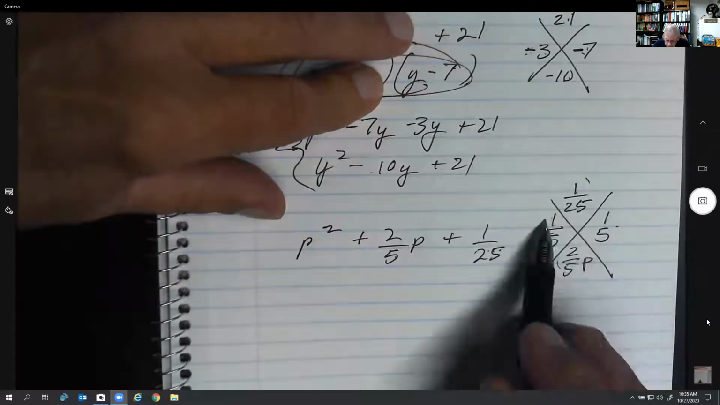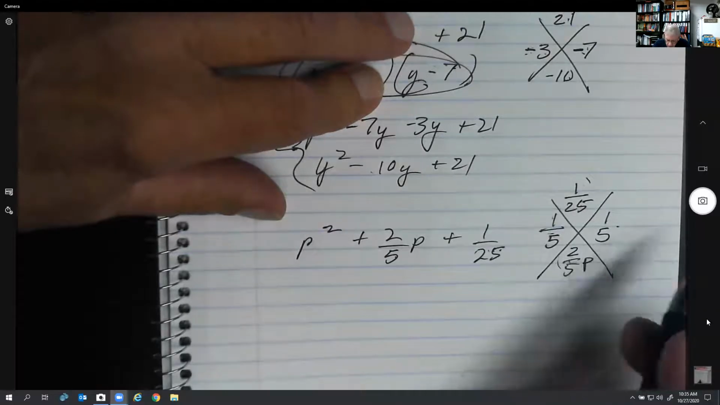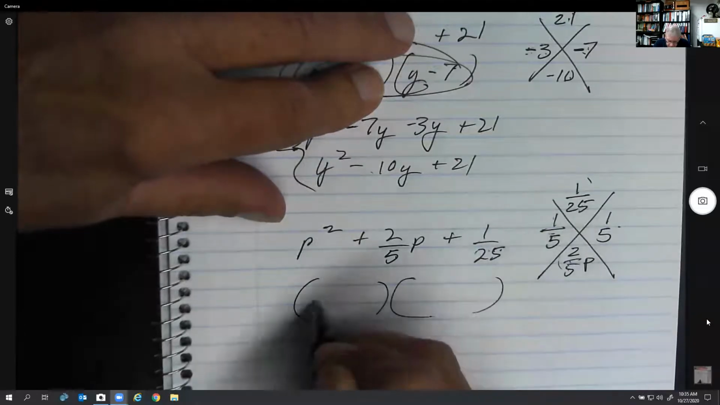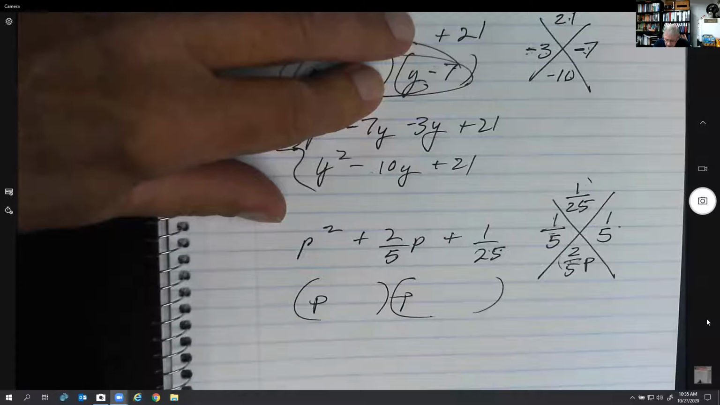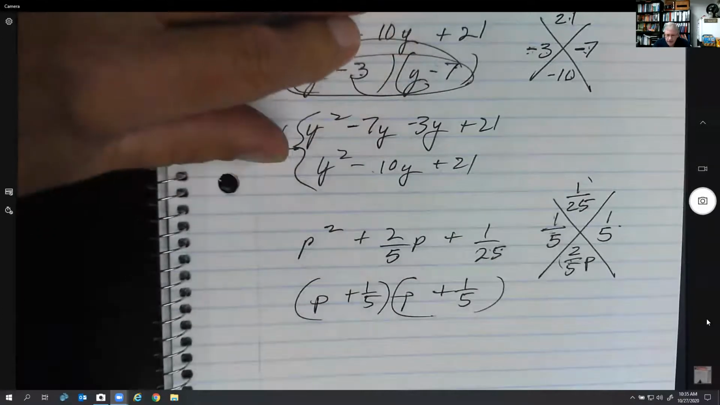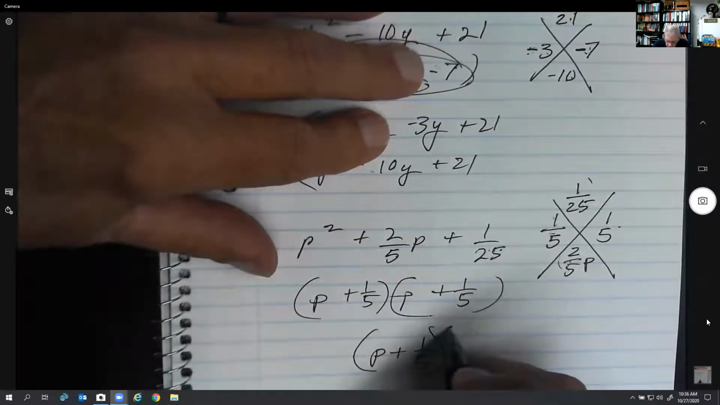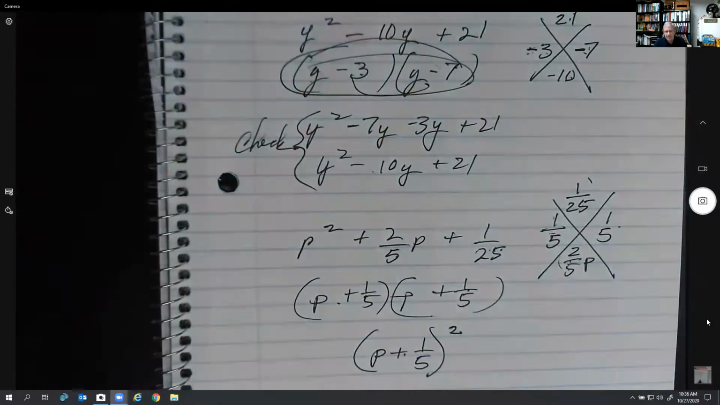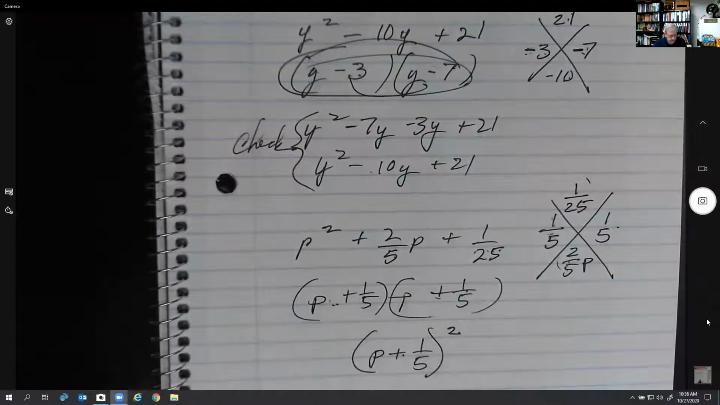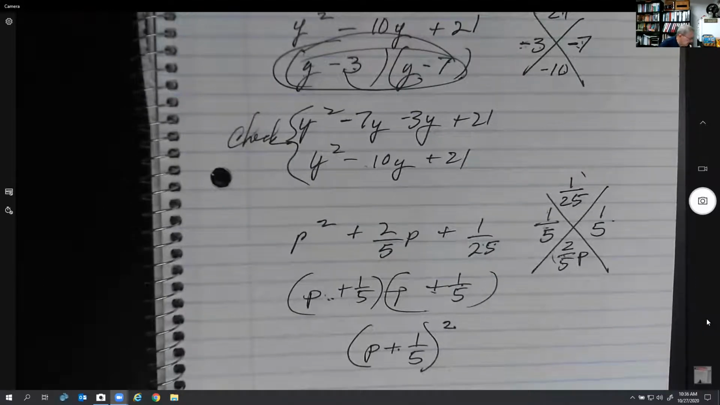When we add them up, we keep the common denominator, 5, we just add the numerators. So that would work, except that these need, what? They have to have a p. So this is your p, and this is going to be a positive 1/5 and another positive 1/5. Sometimes we condense the answer to just p plus 1/5 squared, because both of these parentheses are the same. So when we square something, we multiply the same thing by the same thing. But that would be our factorization. So we can still use this little technique to help us.